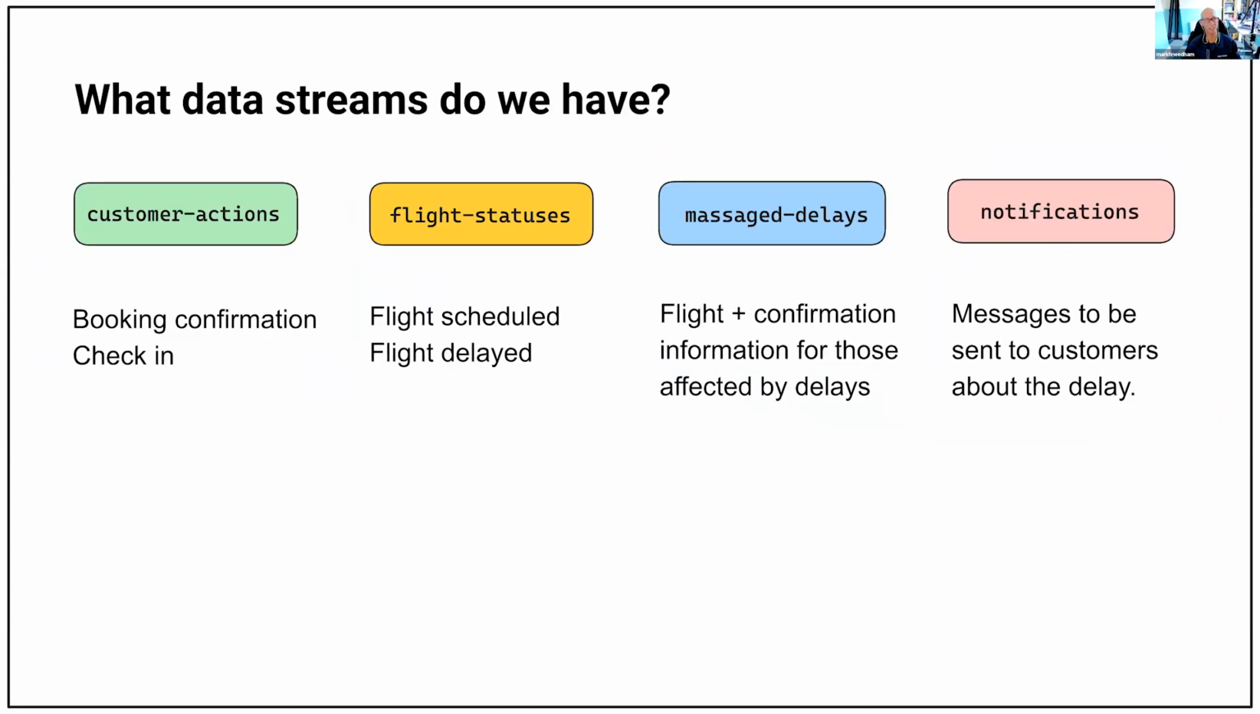So just to quickly zoom in, what have we got? Remember, we've got four data streams. We've got customer actions, and those are going to be booking confirmations and check-ins. We've got flight statuses. Those are the flight scheduled events, and then many fewer flight delayed events. We've got message delays. That's where we've got the flights plus confirmation information for those people affected by the delays. And then we've got the notifications, and that's going to be the raw messages that need to be sent out.